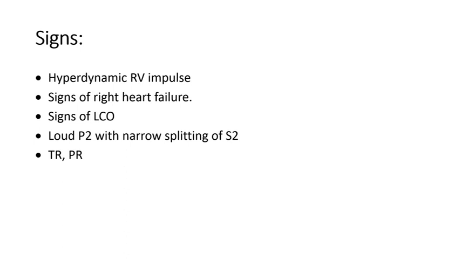Centrally or apically, we have a loud pulmonary component of the second heart sound with narrow splitting of the second heart sound. So this is a very important sign in pulmonary hypertension: loud pulmonary component of the second heart sound with narrow splitting of the second heart sound. Tricuspid regurgitation and pulmonary regurgitation, secondary to dilatation of the annulus of both the tricuspid valve and the pulmonary valve.